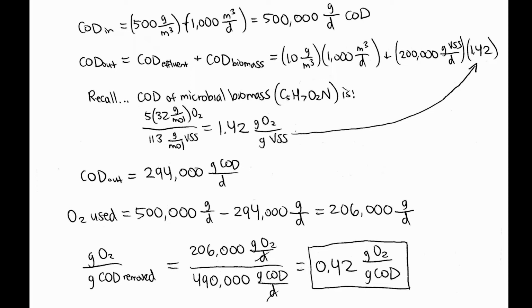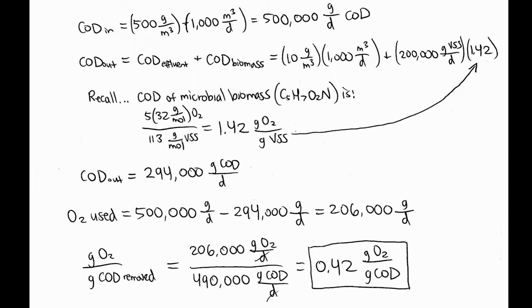And so if we multiply 200,000 grams of VSS per day by 1.42 grams of oxygen per gram of VSS, we get the amount of oxygen leaving in the biomass per day, which is what we want here for COD out. All right, so we sum up those two terms of the COD out calculation, and we get a value of 294,000 grams of COD per day.